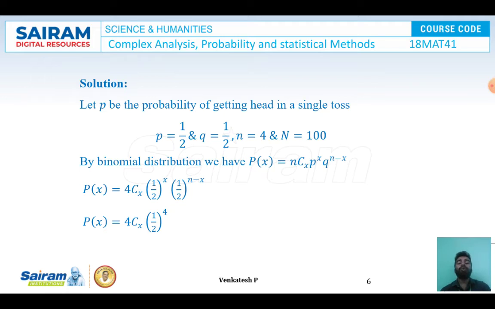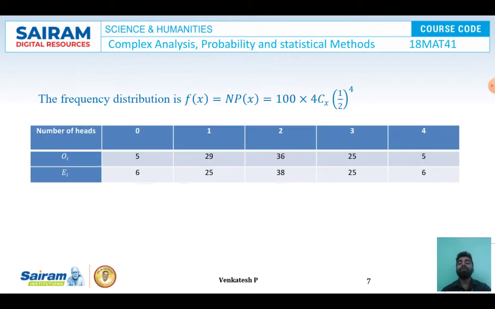Now I am going to calculate the expected frequency with respect to x is equal to 0, 1, 2, 3, 4. The frequency distribution will be obtained by small f of x is equal to N into P of x. N is given by 100, so 100 into 4Cx into 1 by 2 whole power 4. Now I am going to replace x is equal to 0, 1, 2, 3, 4.